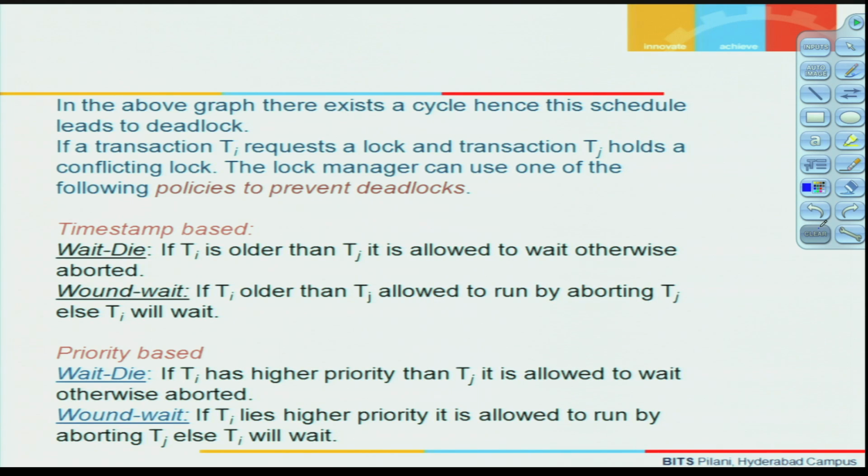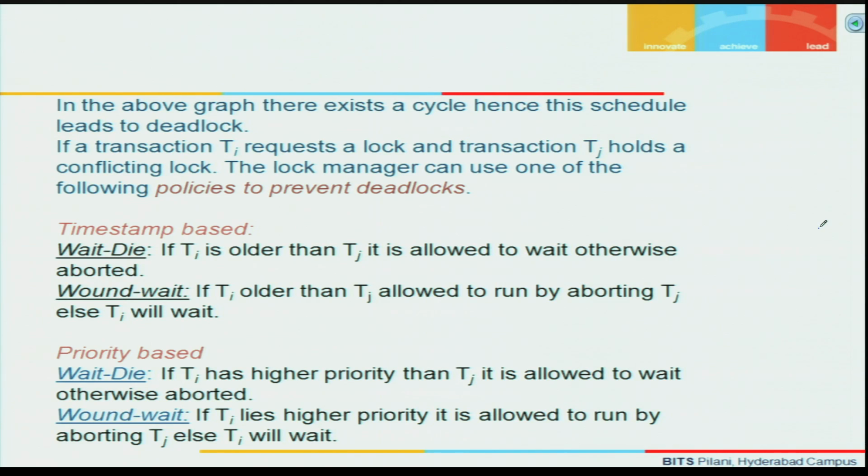If a transaction Ti requests a lock and transaction Tj holds a conflicting lock, the lock manager can use one of the following policies to prevent the deadlock situation. That means there are two transactions, this is Tj, and Ti is the transaction which is making a request for a lock which is already held by Tj, let us assume like that.